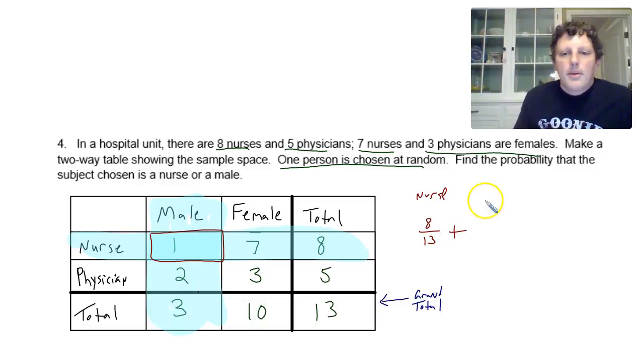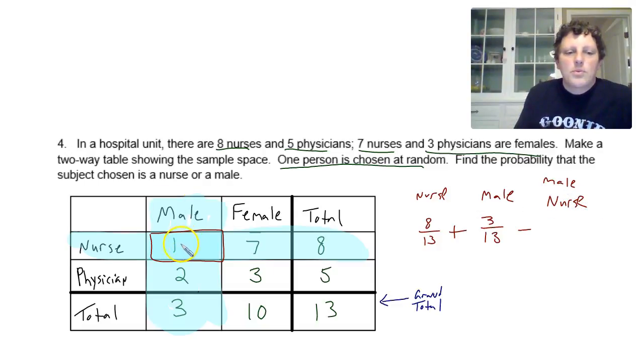Plus, probability of male is going to be 3 out of 13. But I have counted the male nurse too many times. I've got to subtract out that overlap. I cannot count this one male nurse twice. So I subtract him out. 1 out of 13. Which gives me, let's see, 8 plus 3 is 11, minus 1 is 10 out of 13.